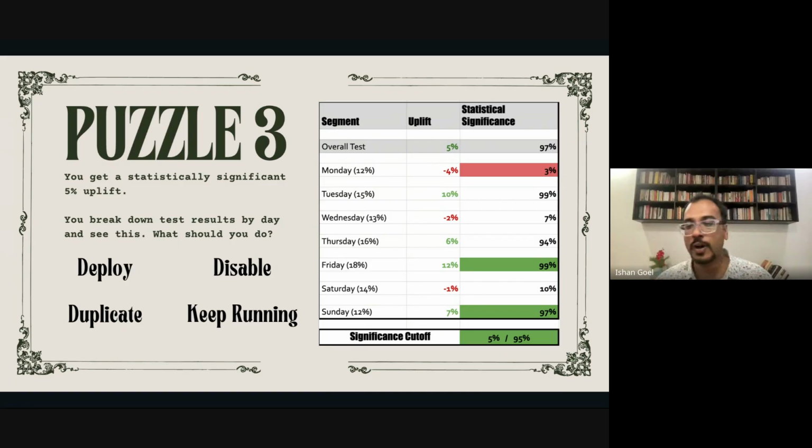Sometimes metrics have a lot of outliers. They have a lot of variance that even stats cannot track. So in that case, it is very typical that you'll see fluctuating uplifts in different segments. And you should be wary about the uplift that you are seeing in such a test.